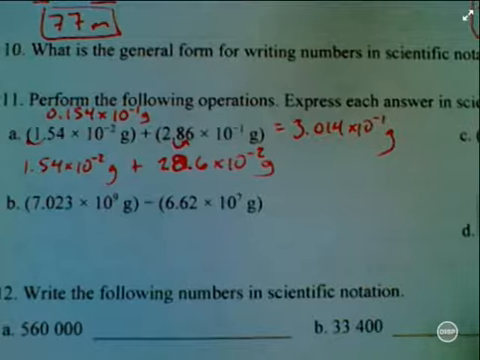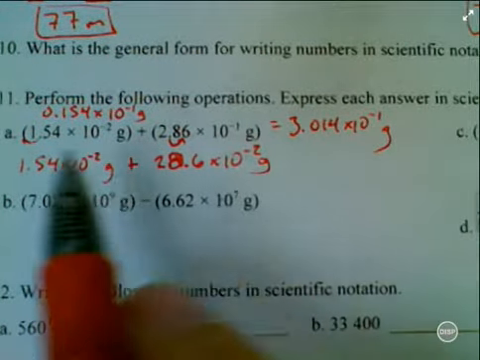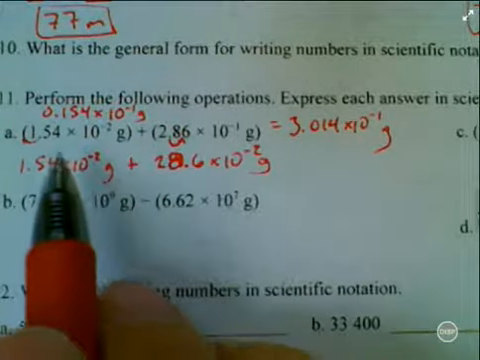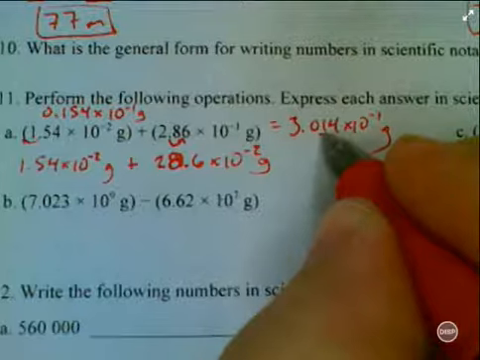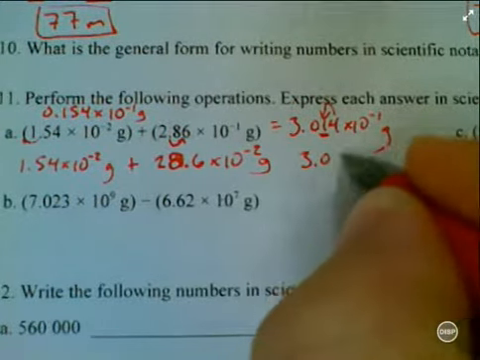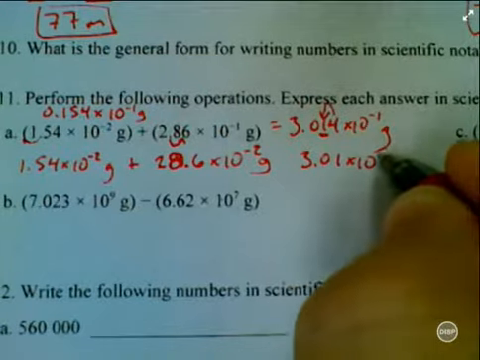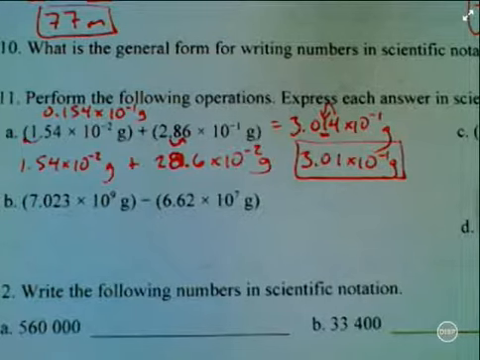This is already in scientific notation, so the only thing I need to make sure of here is that I'm reporting the correct number of significant figures. Two past the decimal, two past the decimal. So two past the decimal here. This 4 tells me to keep that 1 the same. So my final answer will be 3.01 times 10 to the negative 1 grams.